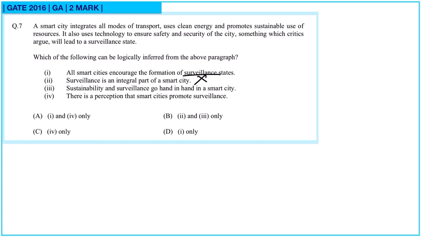Sustainability and surveillance go hand in hand in a smart city. No. There is a perception that smart cities promote surveillance. So yes, smart cities promote surveillance, but it is not an integral part. So here option C is correct.